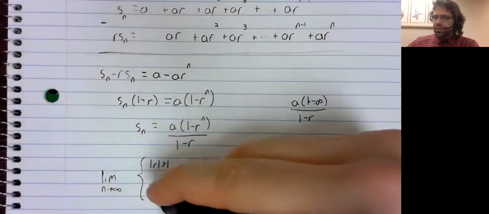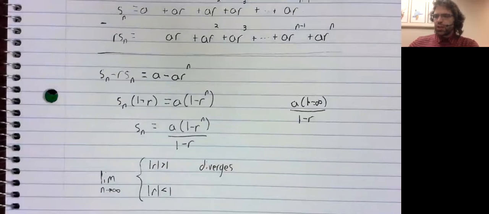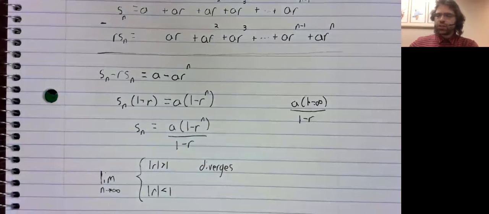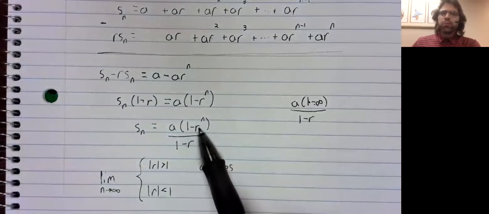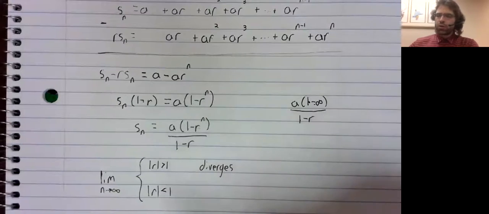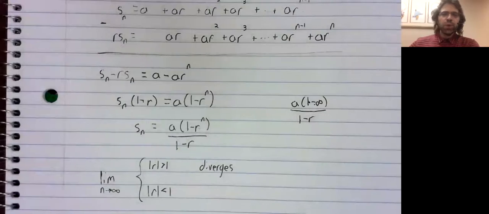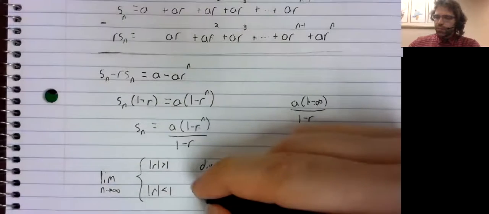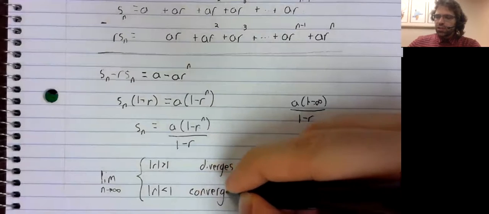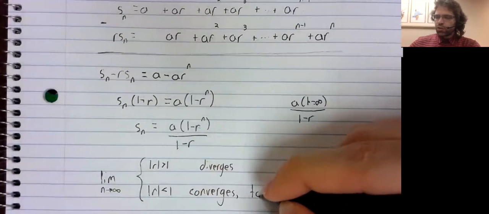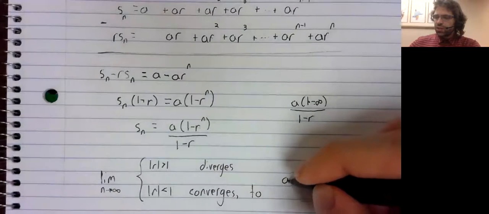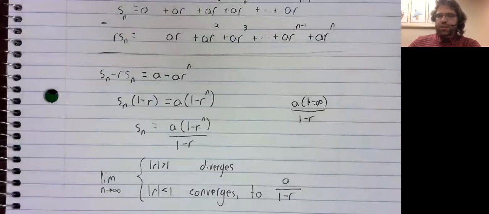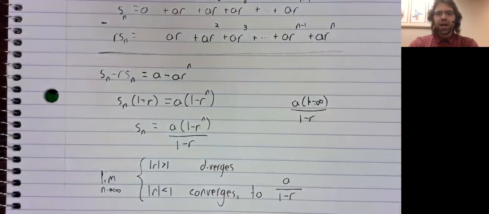If the absolute value of R is less than 1, something like 1/2. If you take 1/2 squared, it becomes smaller. 1/2 cubed, even smaller. If this is a fraction that's less than 1 in absolute value, R to the n is going to 0. And not only does it converge, it converges to A divided by 1 minus R.